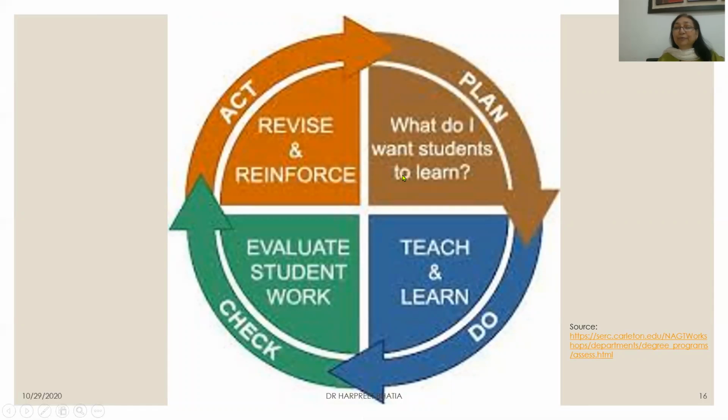If you can see here, you plan according to what you want the students to learn, then what you teach, and I also learn indirectly through the students whether I'm able to get through to them or not. Then you evaluate the student's work so that you're able to find out where the student is now and where we want to take him, or where the student wants to go. And in the process, when we evaluate, we realize, okay, these are the strategies that are required.